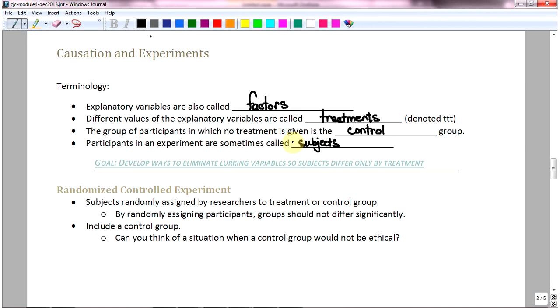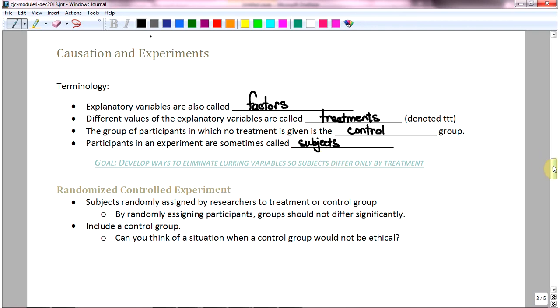So just like when dealing with observational studies, we want to develop ways to eliminate, ideally, the lurking variables so that subjects differ only by the treatment. That is the ideal for us to be able to have evidence of causation.